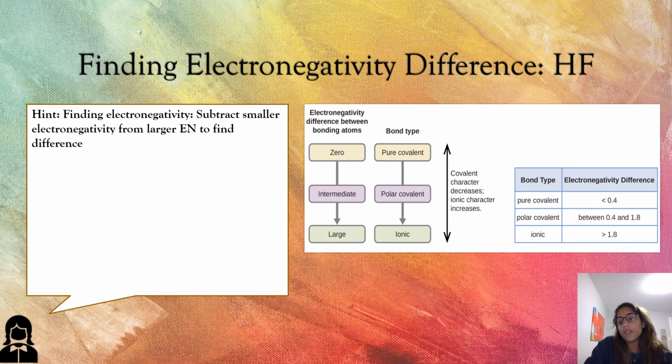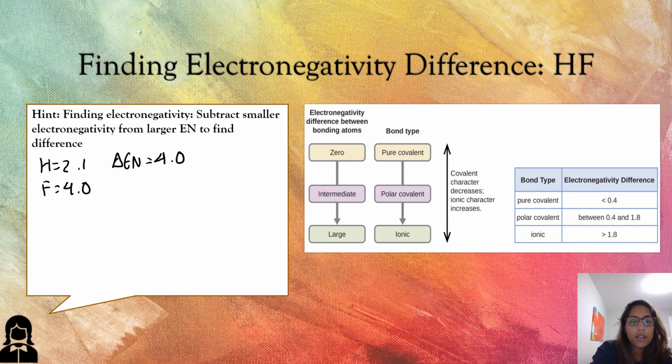So to find the electronegativity difference, we must first look at the electronegativities of hydrogen and fluorine. From looking on my periodic table, I found the electronegativity of hydrogen is 2.1 and fluorine is 4.0. So to get the electronegativity difference, we subtract the smaller electronegativity from the larger one, and then we get 1.9 is the electronegativity difference. Now, what type of bond do you expect will occur between these two atoms?